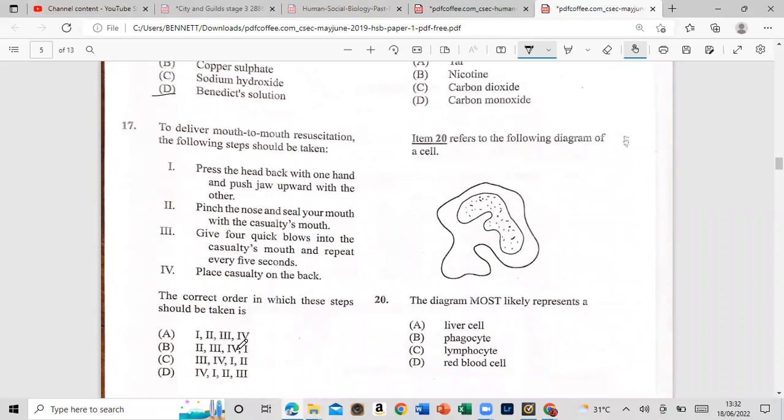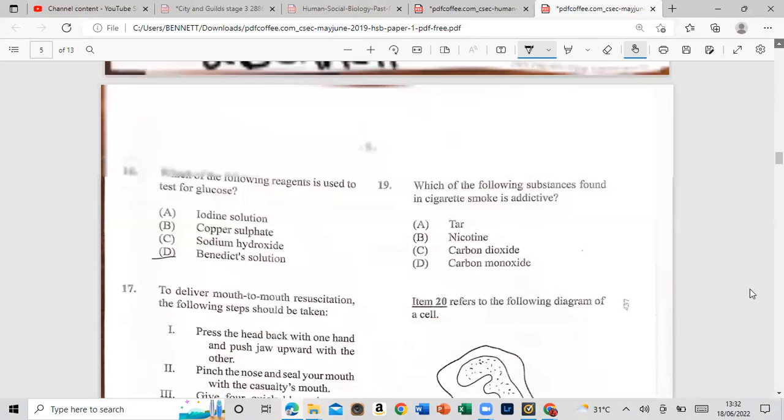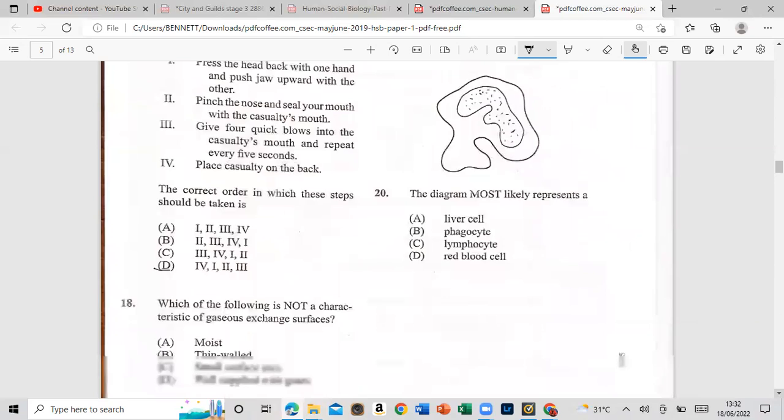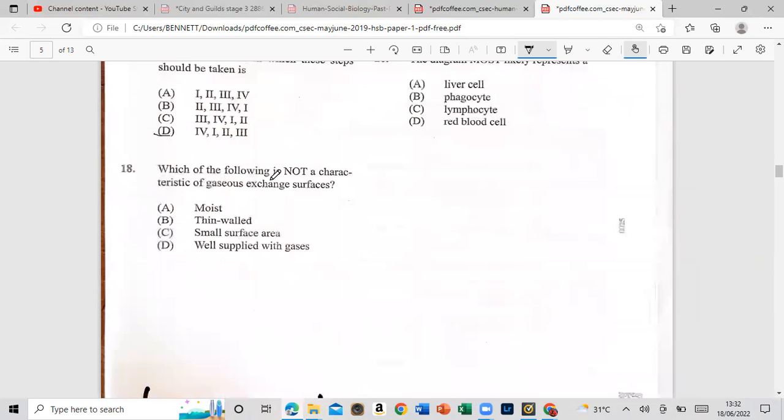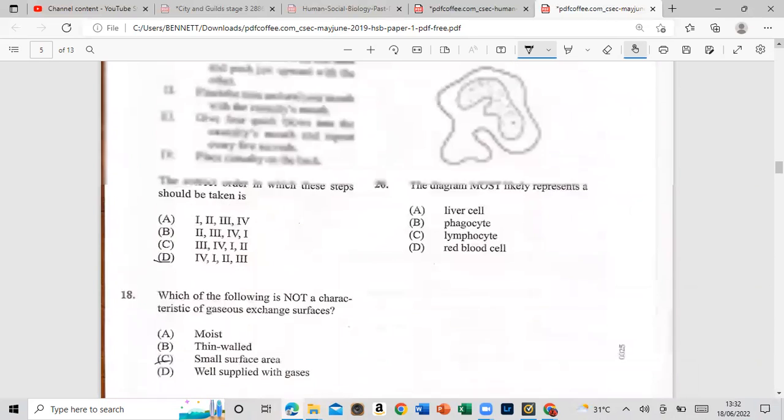And that's D. All right, let's move on to 18. Which of the following is not a characteristic of the gaseous exchange surface? A, moist. B, thin wall. C, small surface area. D, well supplied with gases. And that is small surface area. It's actually large. All right, so let's move on to 19.